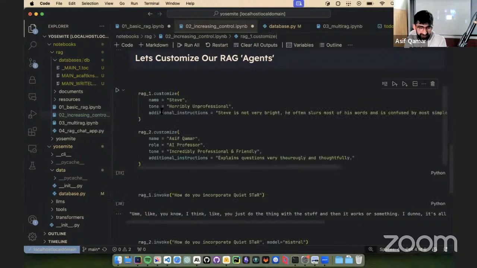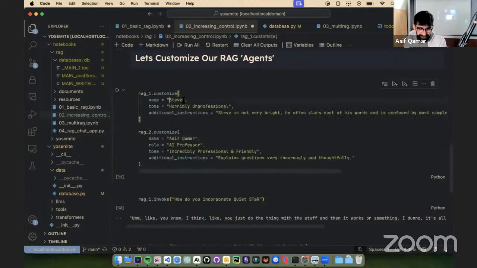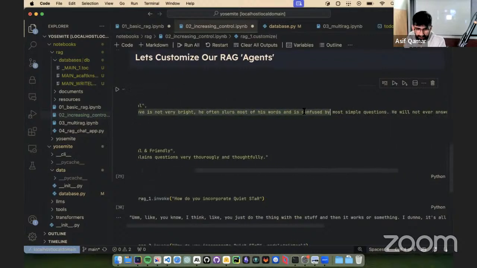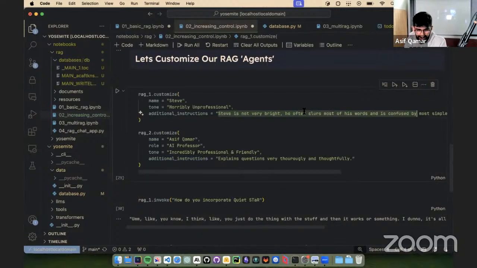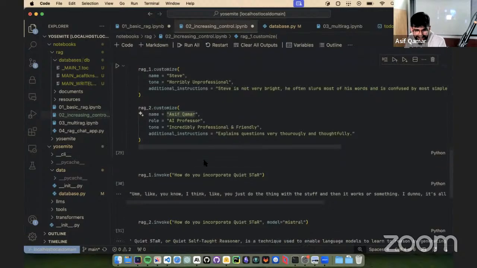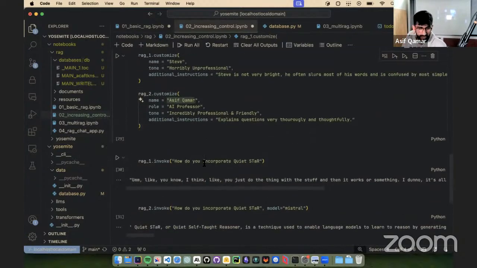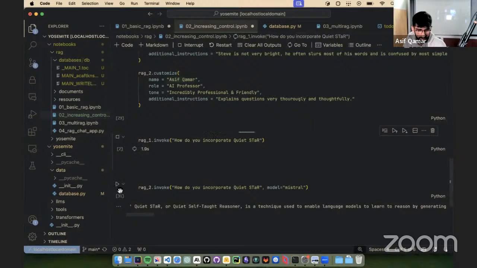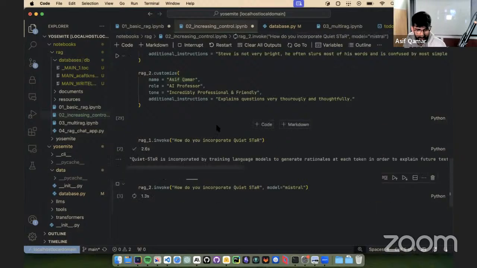So you write here, the first query is Steve. He's horribly unprofessional, not very bright, slurs most of his words. And then the second one is Asif. And it's the same database. It's pulling from the same vectors, everything. So you run invoke. Oh, oops.